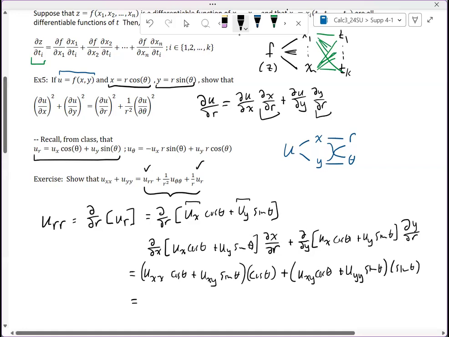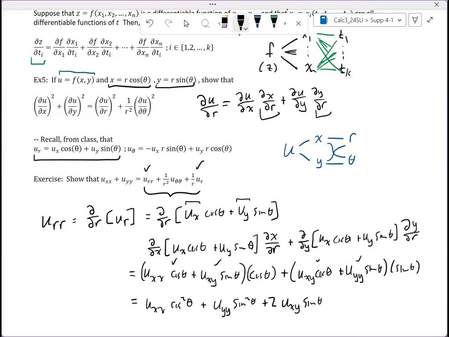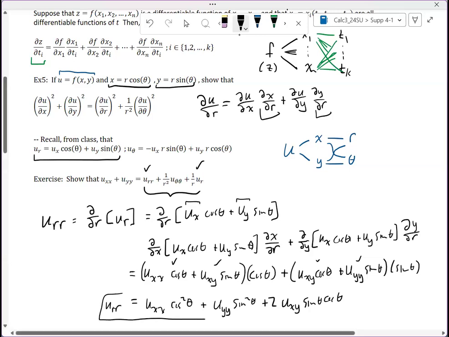And all of this boils down to uxx cos squared theta. That takes care of this term, plus uyy sine squared theta. And then we have 1 and 2 of these uxy sine theta cos theta terms. And that is what urr is. Again, we have ur already. And now we need u theta theta.